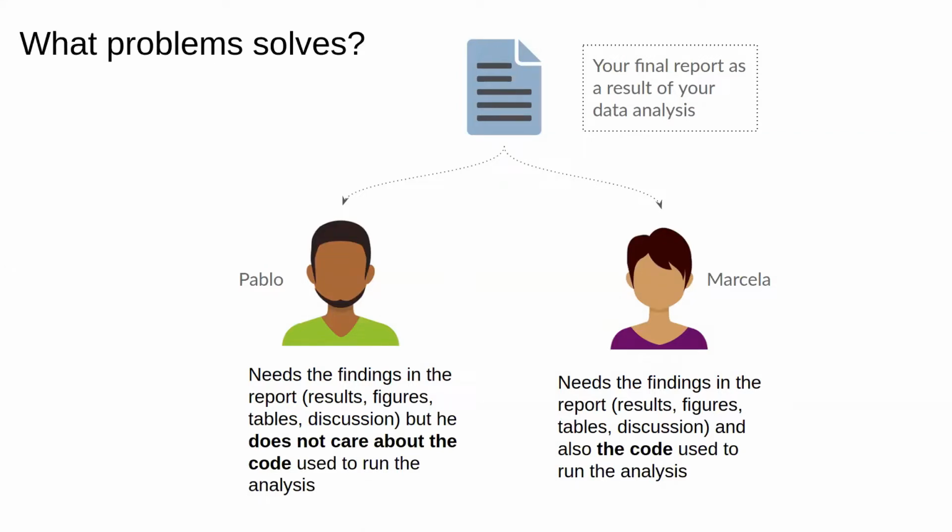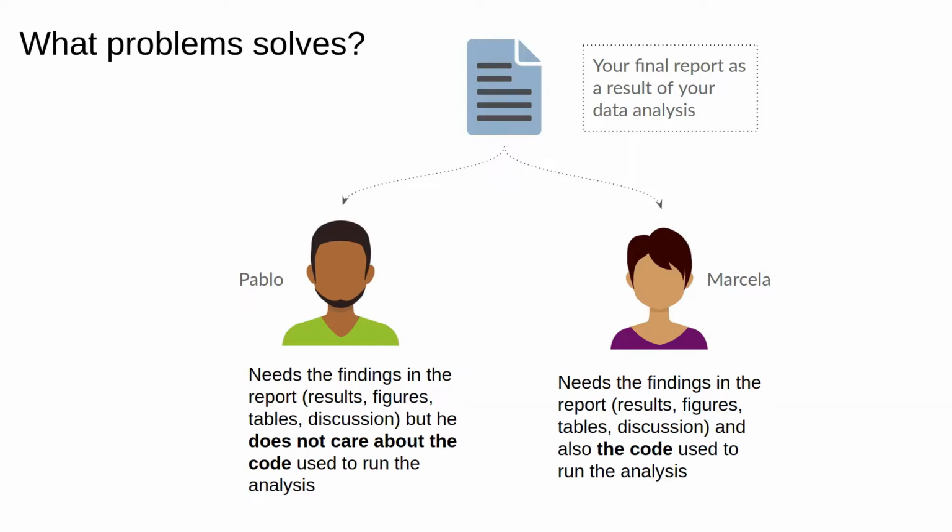Pablo just needs the report. He doesn't care about the code used to run the analysis. He just needs your text with the results, the figures and tables, and just that. On the other side, Marcela needs everything Pablo needs, but she also wants the code that you created to run the analysis and create the figures, the tables, and your models.